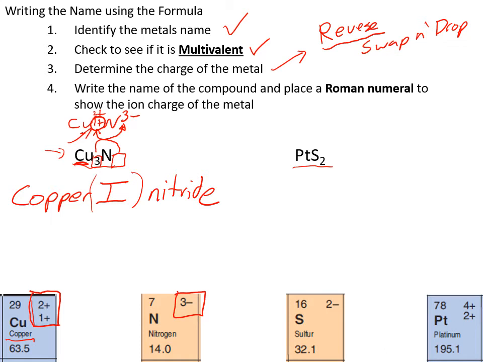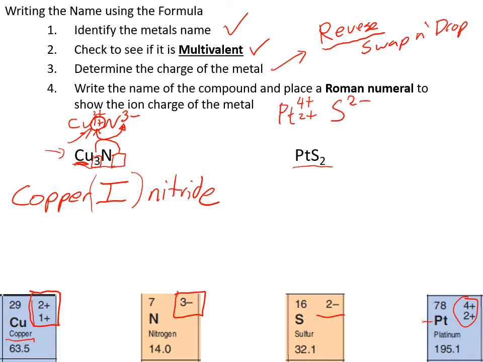So we have another one right here, PtS2. We look up Pt, so we find Pt here, and we find it's platinum. And is it multivalent? The answer is yes. So we've done steps 1 and 2. And so we're going to write Pt up here, and it's 4 plus or 2 plus. S is 2 minus, like that.